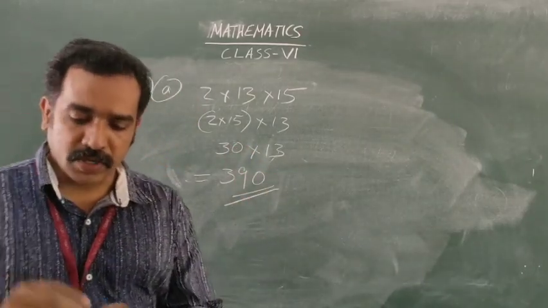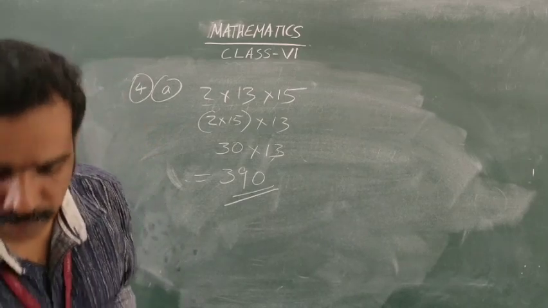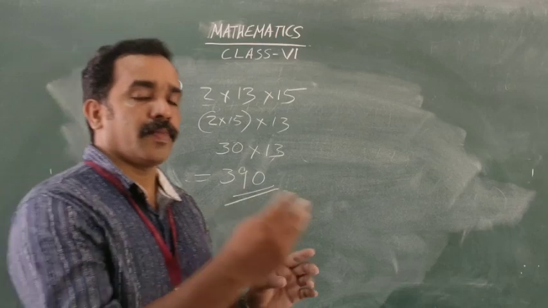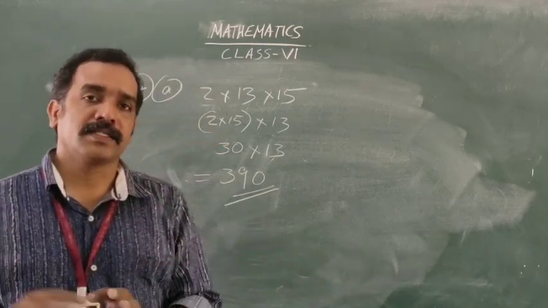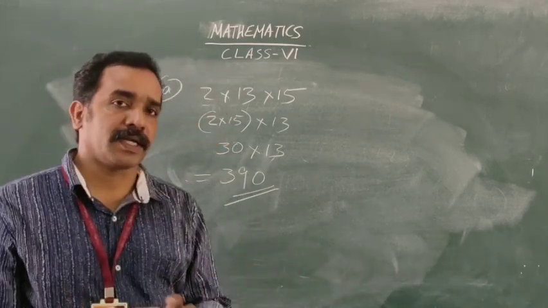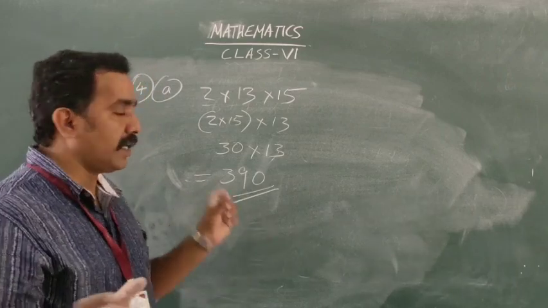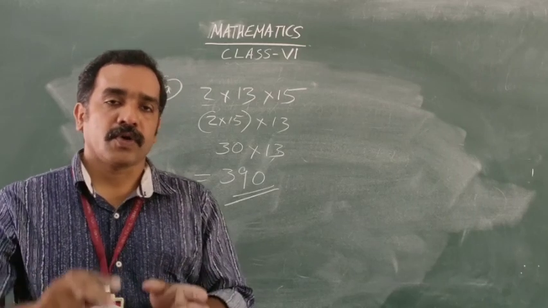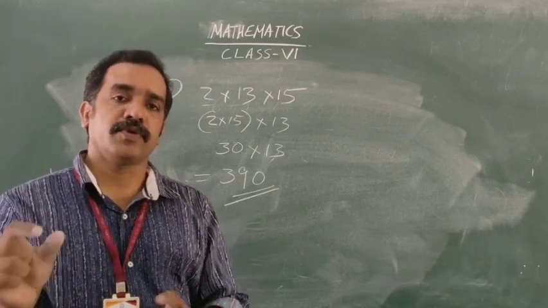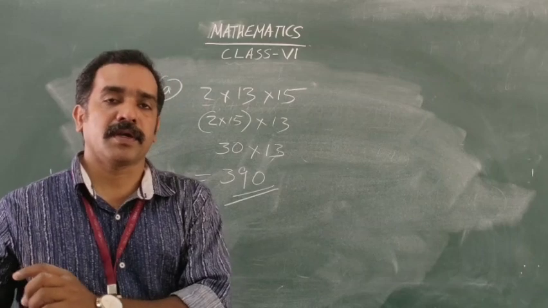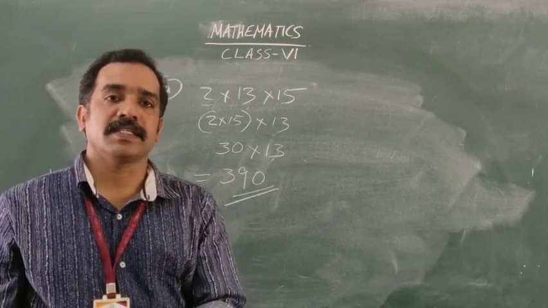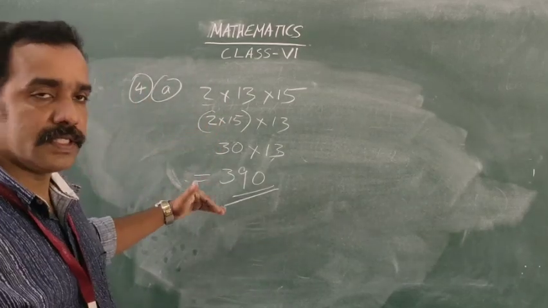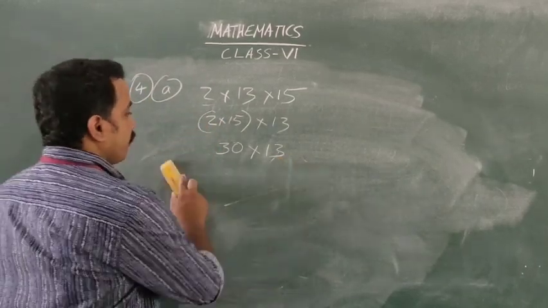390. In that way, look at the questions: in which way is the multiplication easy? You know that multiplying with tens, 20s, hundreds, thousands is easy. So if there is any combination, for example 2 into 25, you multiply that first, or 5 into 20, 5 into 20 is 100, that is easy. Then for the remaining number, just adding 0 is enough. So in that way you look at the numbers, rearrange and multiply.